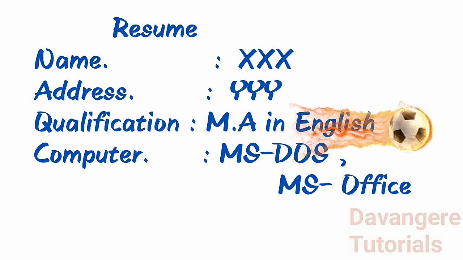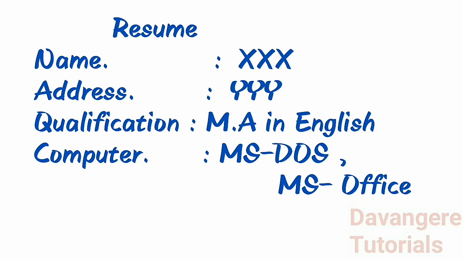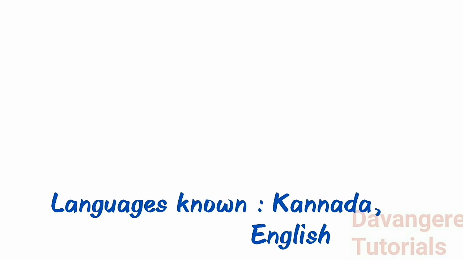After that, you have to write the subscription, yours sincerely. Then it's very simple. You have to write down your signature. You have to sign under it and mention your address as well. Let's write down the resume. Name: XXX. Address: YYY. Qualification: MA in English. Computer: MS-DOS, MS Basics. Languages known: Kannada and English. You may mention Hindi, my dear friends.